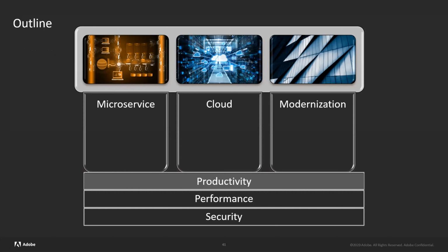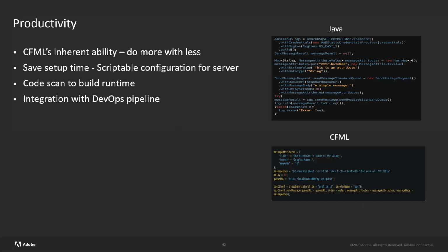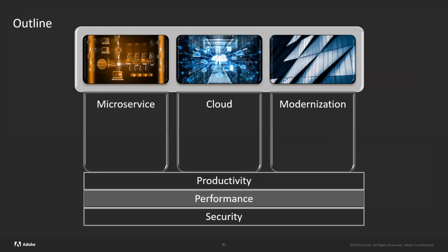Okay, so we saw microservice and cloud modernization. What about productivity? Clearly we want to be the most productive solution on the cloud as well. That's the Java code needed to talk to Amazon's Q service, and what you see on the right-hand side below is ColdFusion's equivalent to talk to the queue service. So clearly much more productive than any other technology out there. All this, the productivity improvements, the command line utilities, and integration with the DevOps pipeline, will significantly help you with your productivity improvements with Project Stratus.